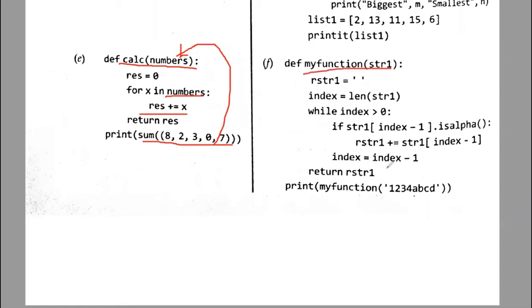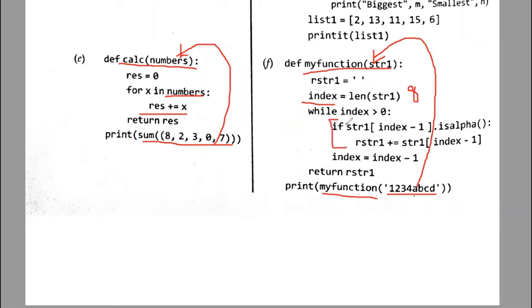This question, if you see, my function is passed 1, 2, 3, 4 ABCD, and here I'm substituting the value of str1 as 1, 2, 3, 4 ABCD, right? And the index value is going to be the length of the string, whatever the length of the string is. So 8 is the value of index. If 8 is greater than 0, yes, of course 8 is greater than 0, so it is going to come inside.